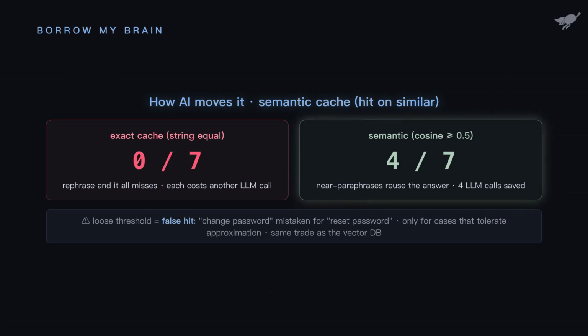Semantic cache. 4 out of 7. Similar phrasings, just reuse the answer. Every large model call is real money, and reusing one is money saved. This is the killer cost saver of the LLM era.